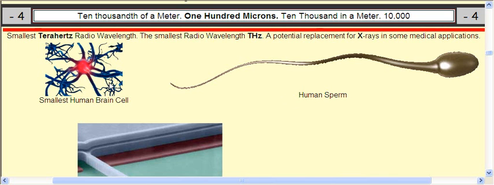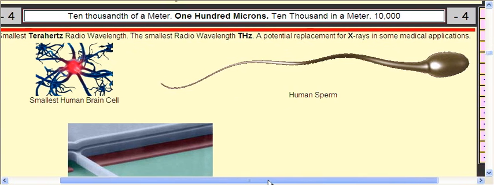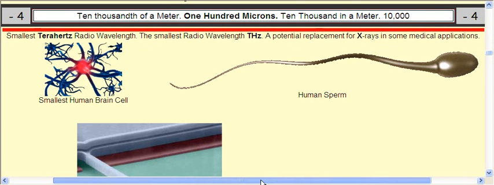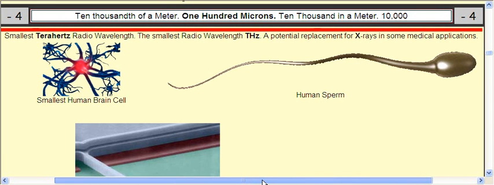So there's the smallest human brain cell. Now this is the smallest, it's called a terahertz. It's the smallest radio wavelength. Goes all the way across. Oh, whoops, gonna have to center this again. There. And this is the smallest human brain cell.